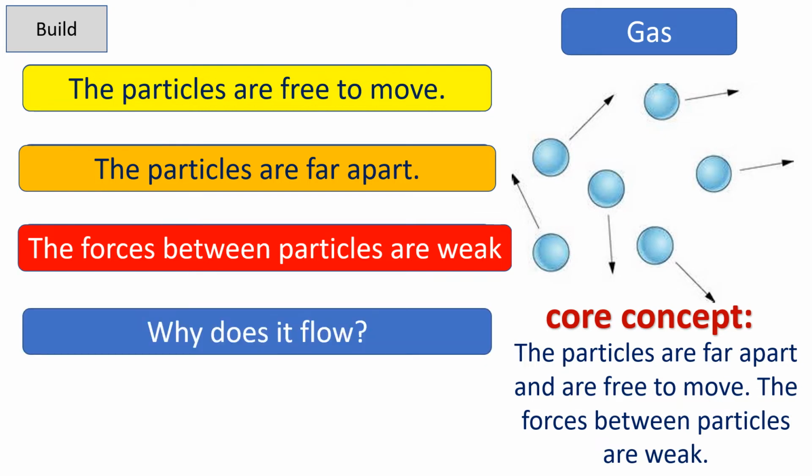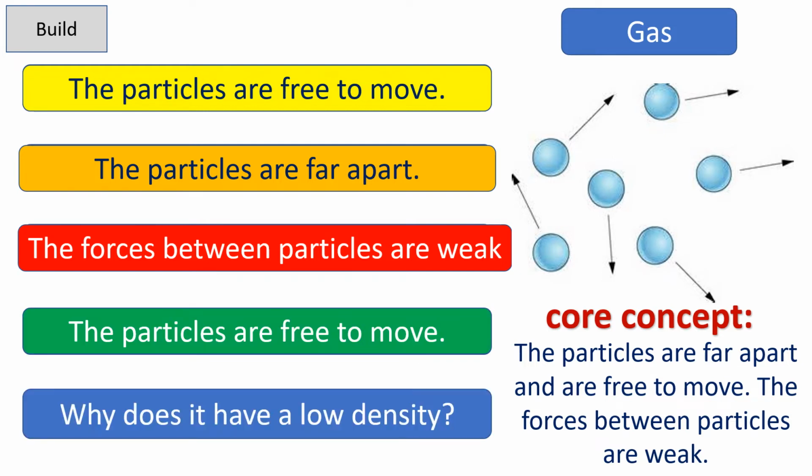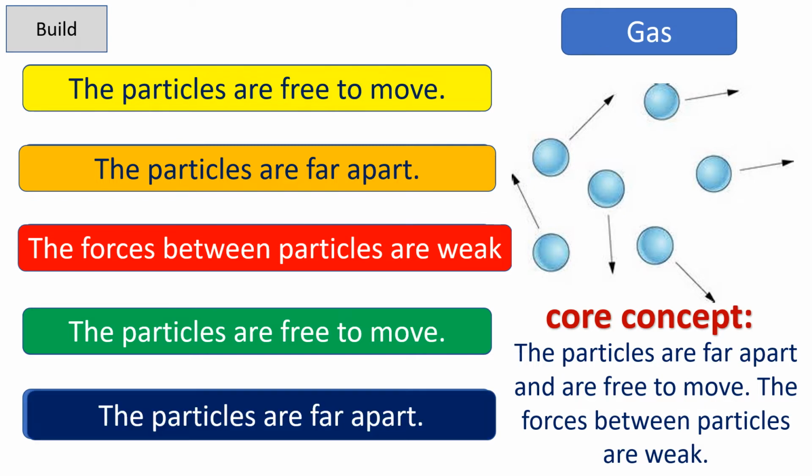So why does a gas flow then? This is a hard concept sometimes. We tend to think of liquids as flowing because we can tend to see them, but gases will also flow. Well, it's because the particles are free to move and move around each other. And gases, why do they have a low density? Well, not many particles in a given space. Well, that's because the particles are far apart.